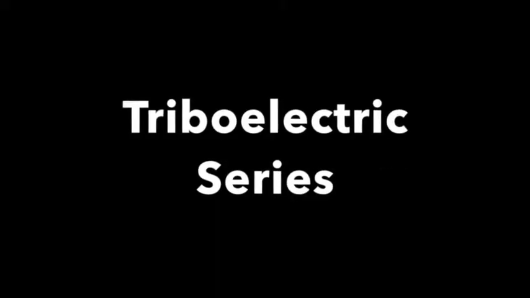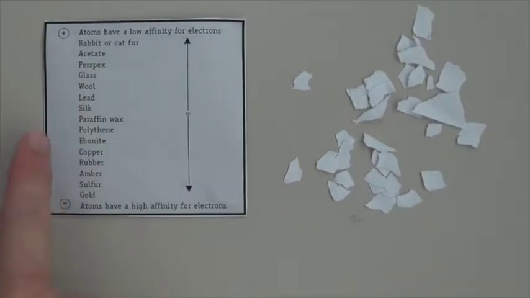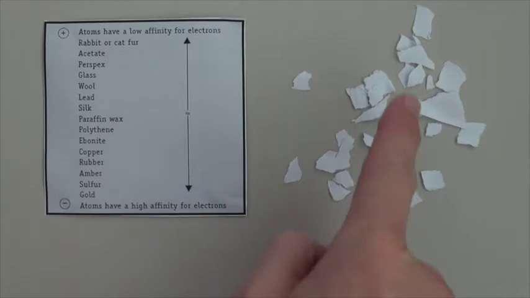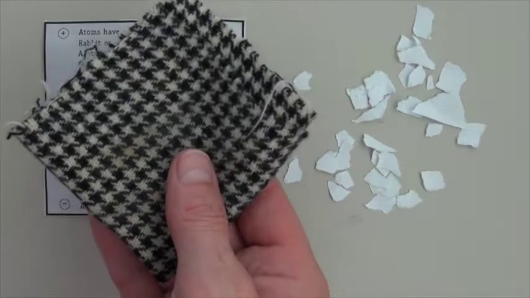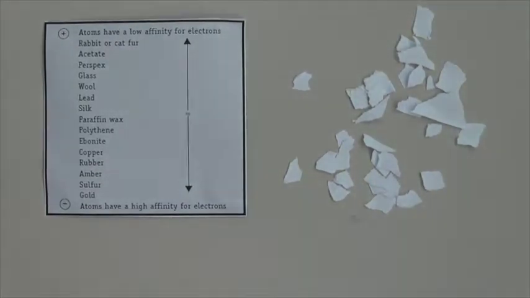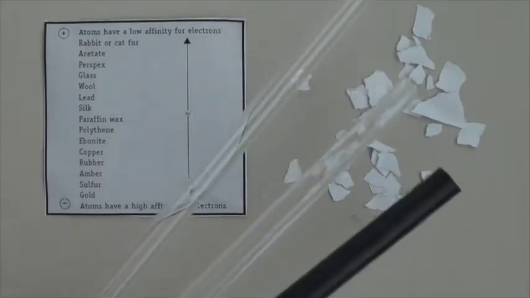In this video we're going to explore the Triboelectric series. Here's an example of a Triboelectric series which shows the affinity that a material has for electrons. Here are some pieces of paper which are going to be used to look at the charge. So I'm going to rub some rods with some wool. Now I've got 3 rods which I'm going to be looking at.